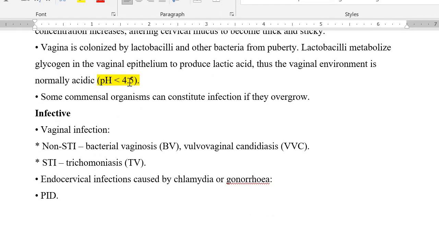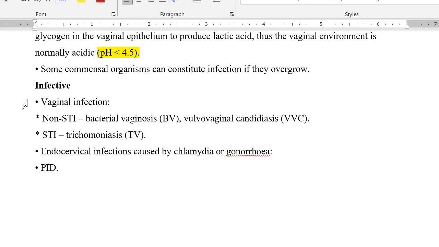Some infections will occur when the pH is acidic, like mycosis, fungal infections, candida. And some infections will occur when the pH is more than 4.5, like bacterial vaginosis and other STIs. Then don't worry, we are going to read about them as we go through the lesson. Regarding the first type of discharge, the most common, it is the physiological one.